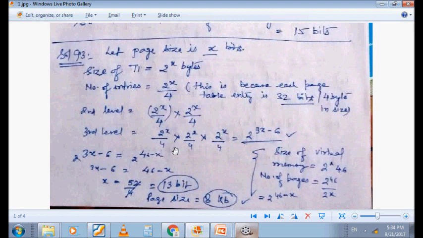virtual address, and x is the page size. So 2 to the power 46 minus x will be the number of pages, and so that is the number of pages we are having here. So we simply put this equation and solve it. We will get 13 bits. So that page size is 8 KB.